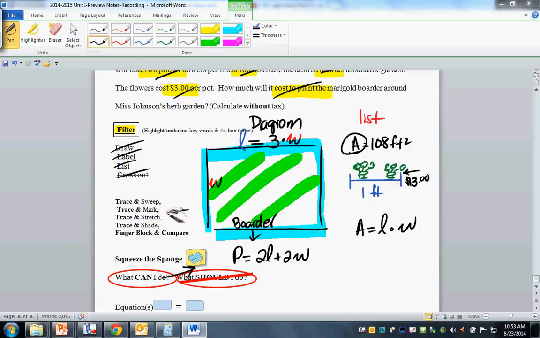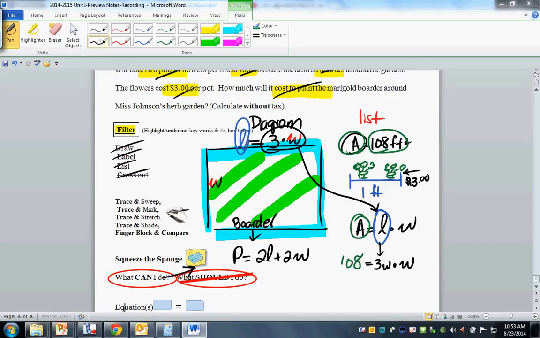Now we circle, plug, chug. Let's see what we have here. So I circle the word length, and I come up and, oh, there's length, and I can replace something with length. L is 3W, so I plug it in. 3W times W equals, circle area. There's area. Oh, looky there, there's a number, 108. Okay? Isn't this amazing? We're down to 1 variable.